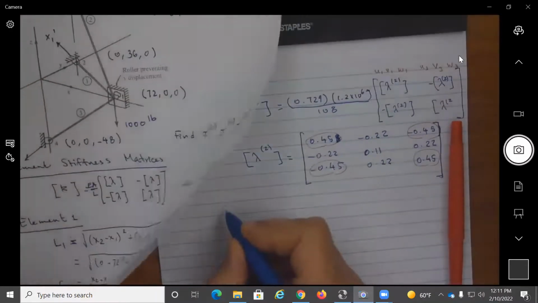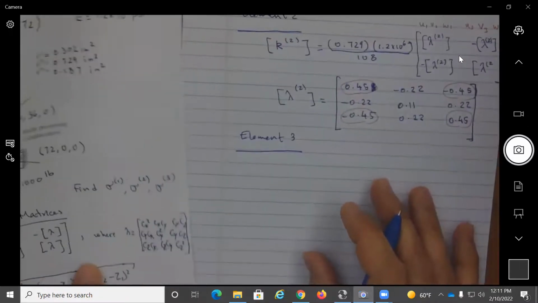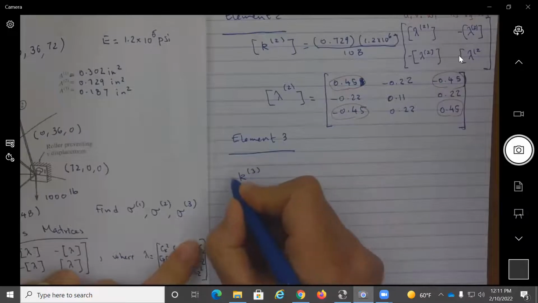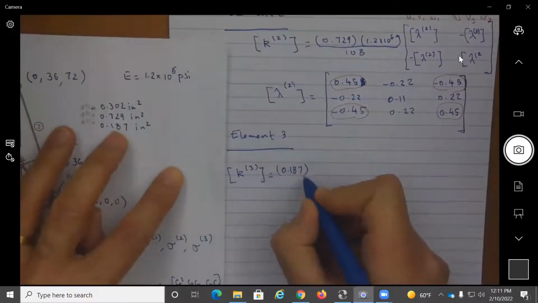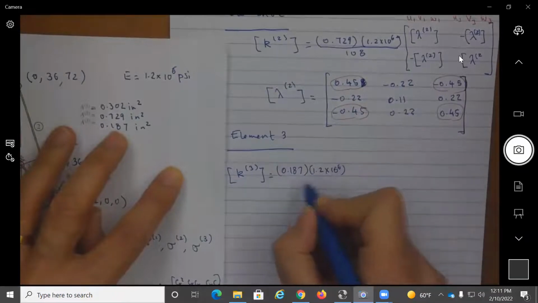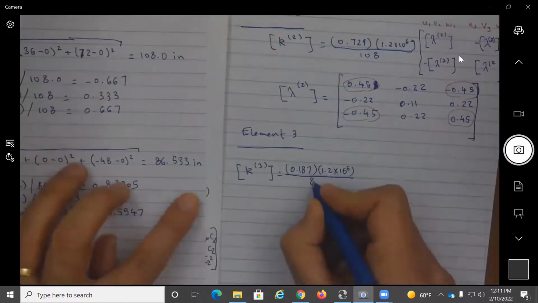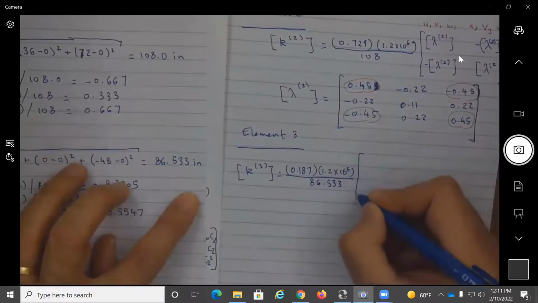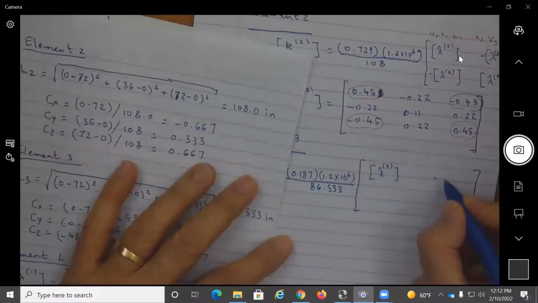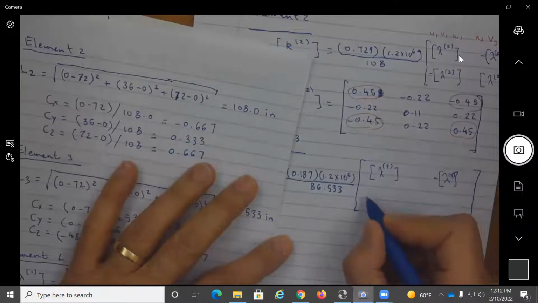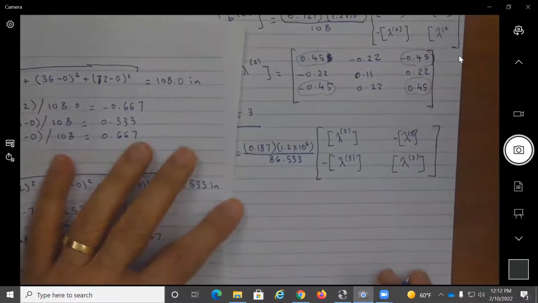And finally, element 3. We're going to have a K3 that is equal to the area 3 is 0.187 times E, which is 1.2 times 10 to the power 6, divided by the length of element 3, which is 86.533, multiplied by lambda 3, minus lambda 3, minus lambda 3 and lambda 3.